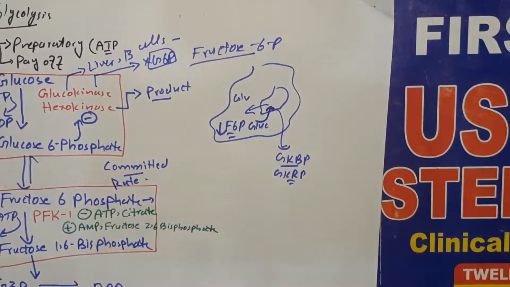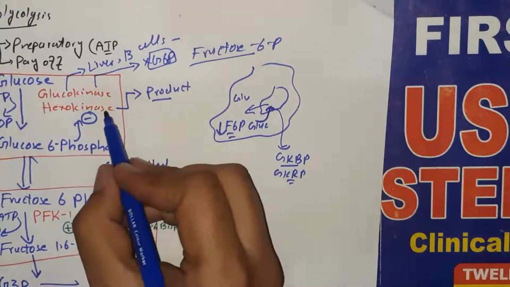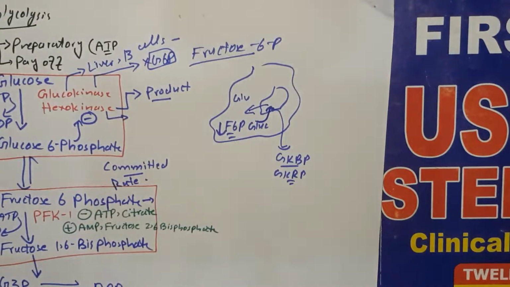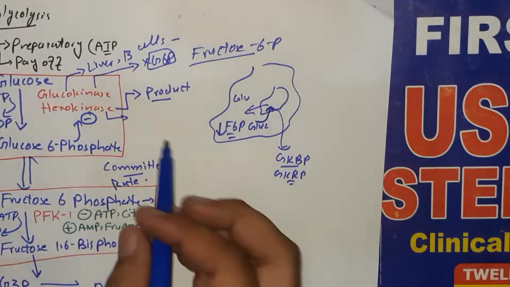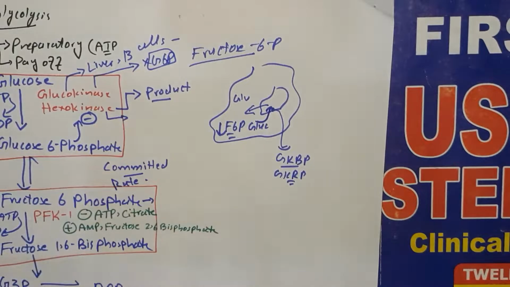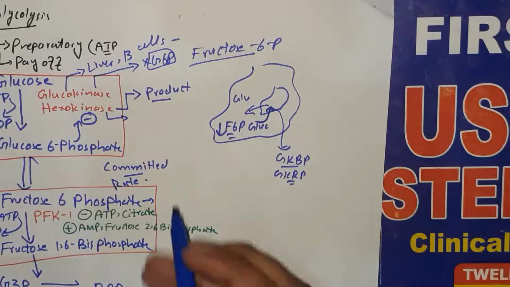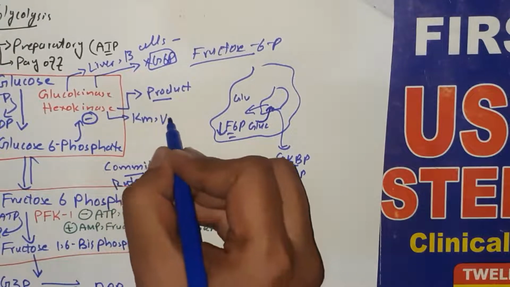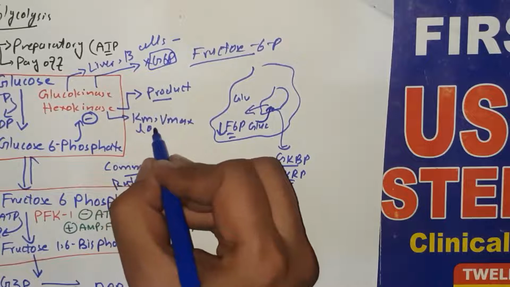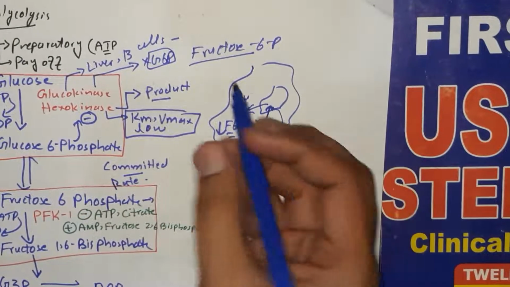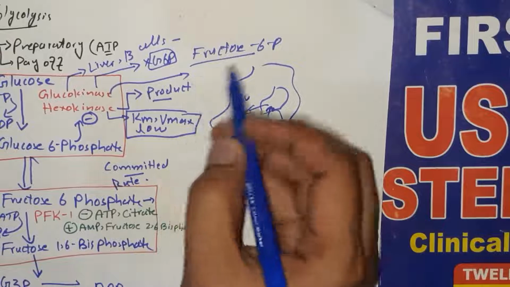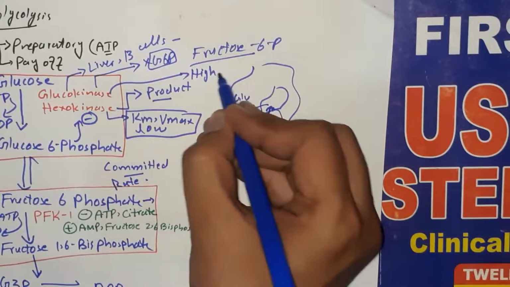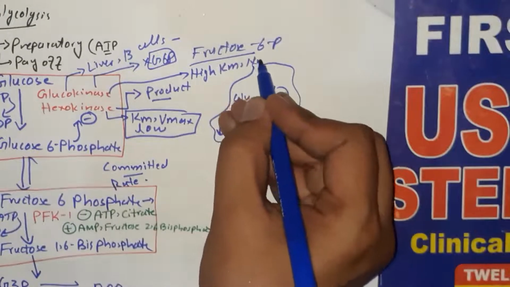Now we move toward the kinetics of these two enzymes. Hexokinase is specific for different hexoses, like glucose and fructose. Similarly, glucokinase also catalyzes the conversion of glucose, fructose, and other hexoses. But the kinetics are different. Hexokinase has low Km and low Vmax, while the Km and Vmax of glucokinase are comparatively high.